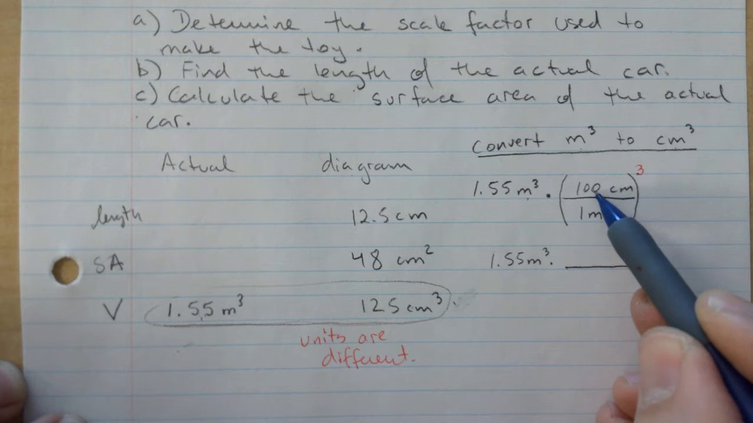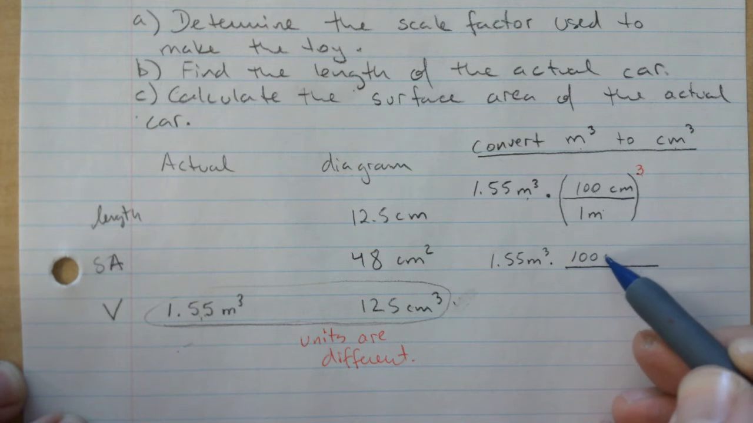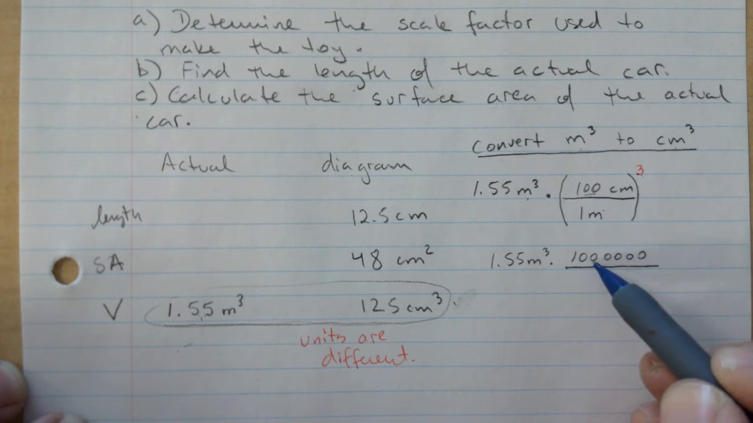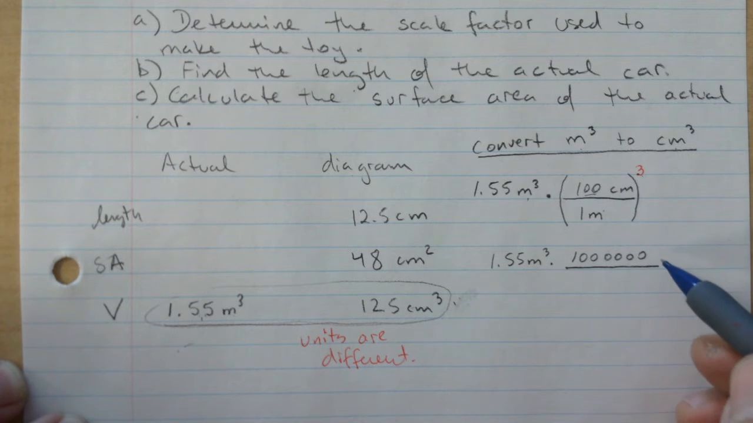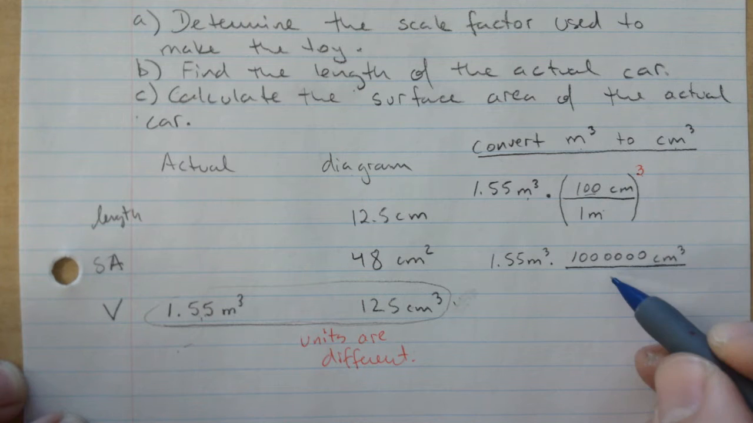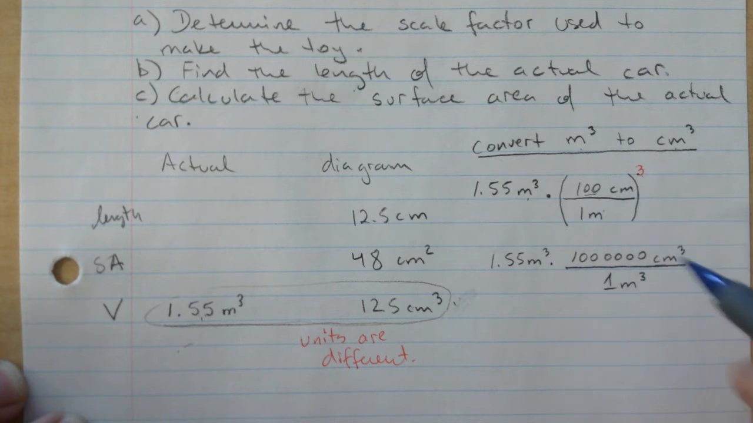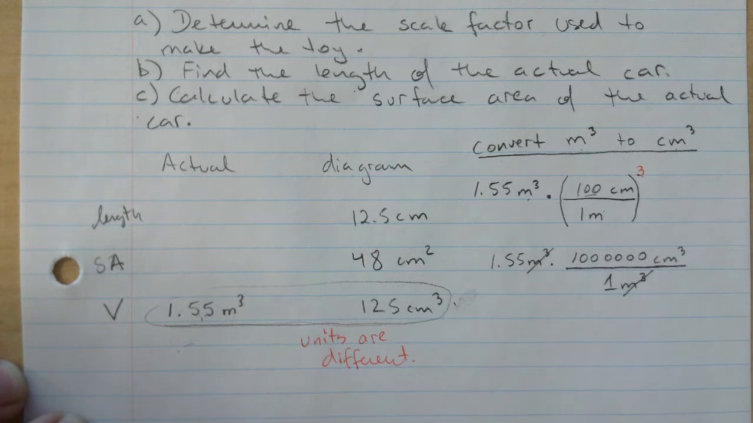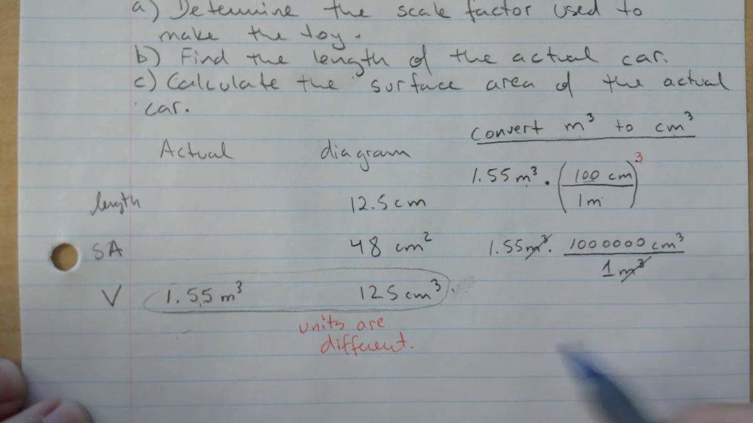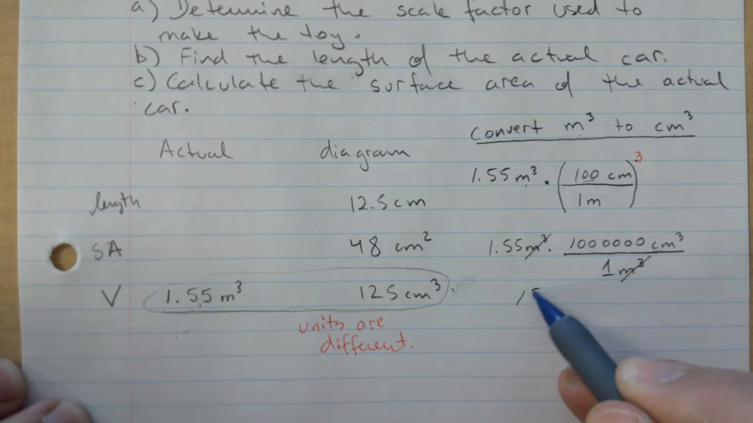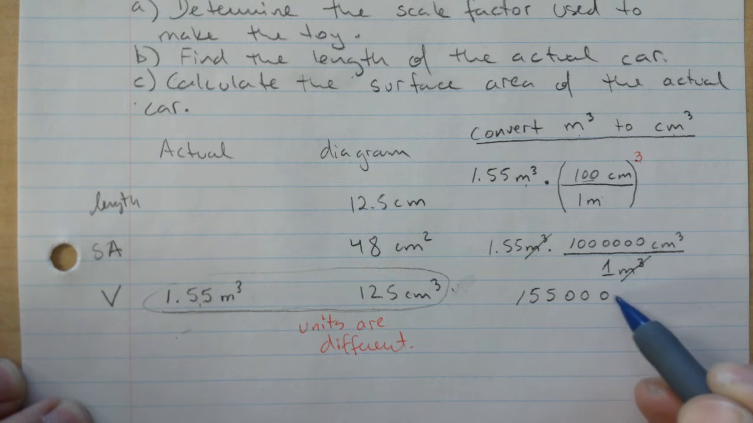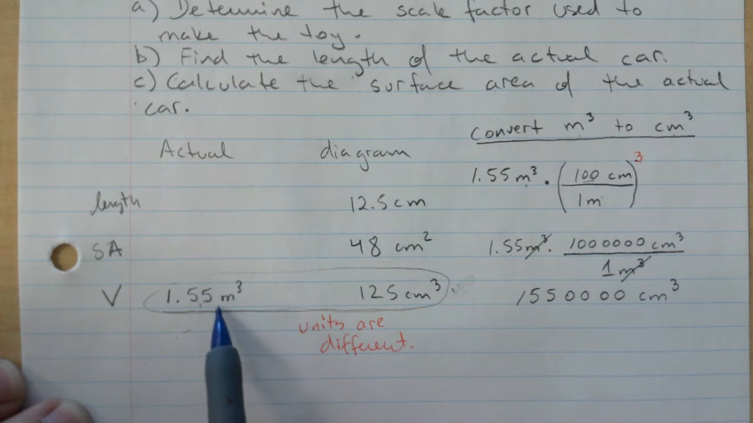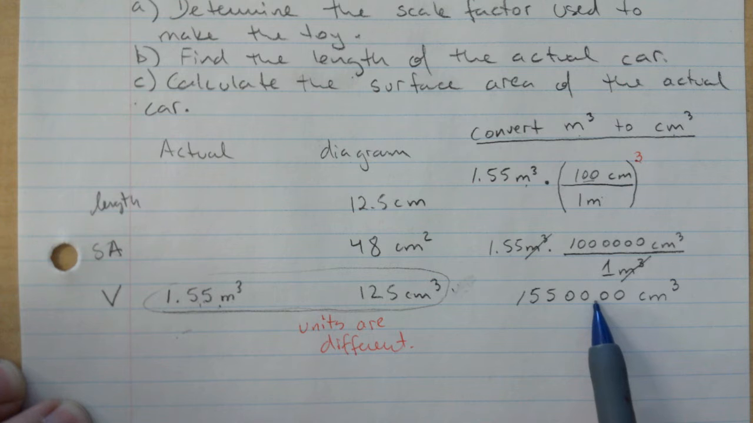Because when you go 100 to the power of 3, you basically just tack 3 sets of two zeros on the back. So that's 1 million centimeters cubed and 1 meter cubed, because you cubed everything in that thing. So now you're able to cancel. Only now, when you multiply this, you get 155 centimeters cubed. So this ends up being that in centimeters cubed.